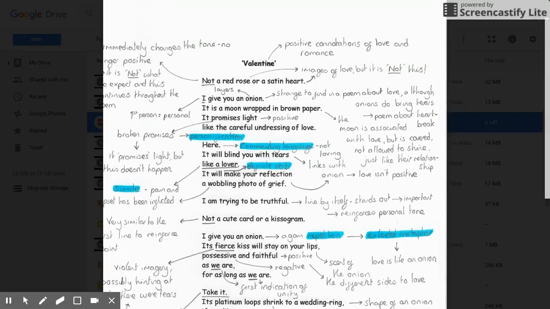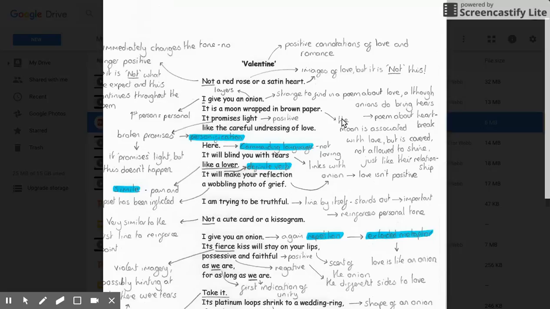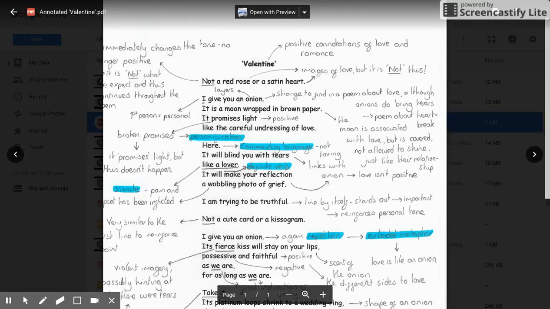So again, hopefully this will help you in preparation for the lesson. Hopefully it will also help you in revision in terms of Valentine.